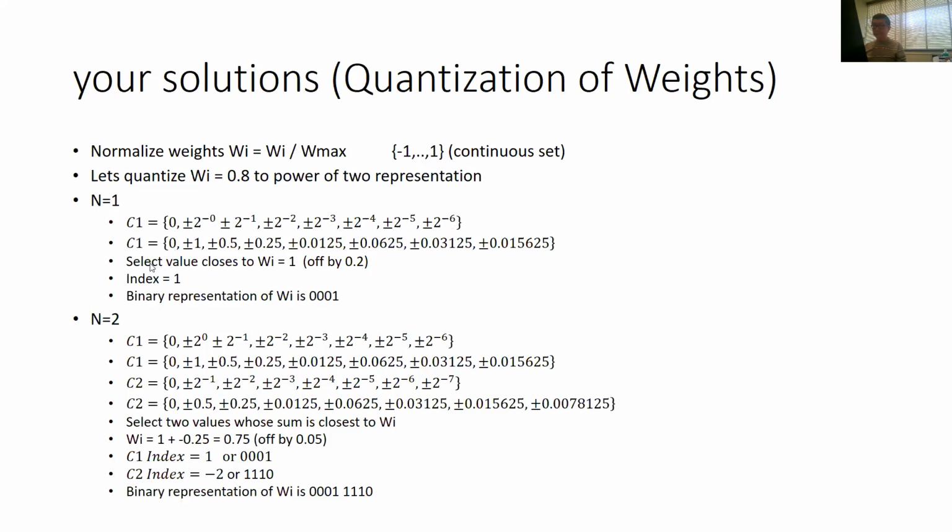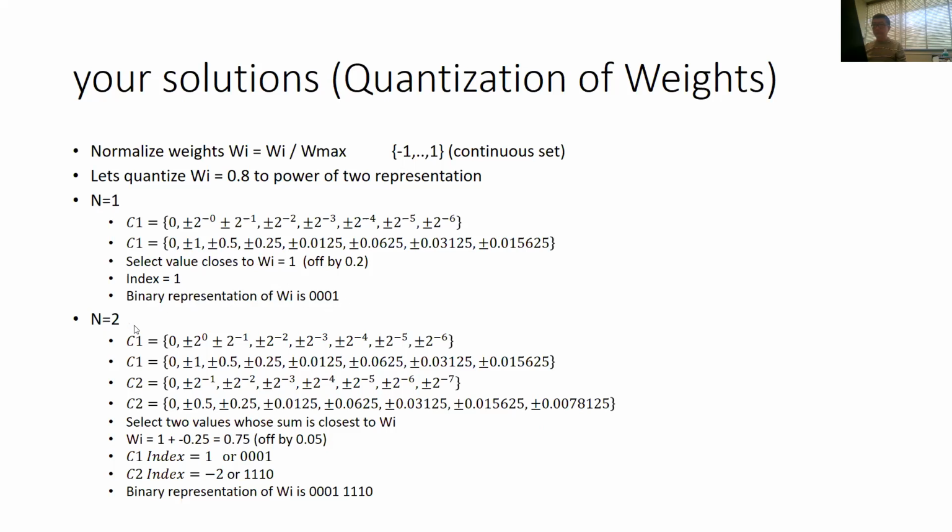So what we're going to end up doing is selecting the value from this code book that's closest to our input weight. So in this case, it's +1, which turns out we're actually off from our input weight by 0.2. That's going to be index 1 because we have index 0, +1, -1, +2, -2, +3, -3, and so on. So we represent that in binary as 0001.